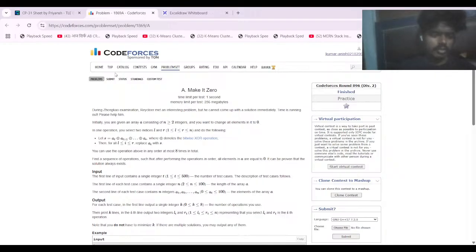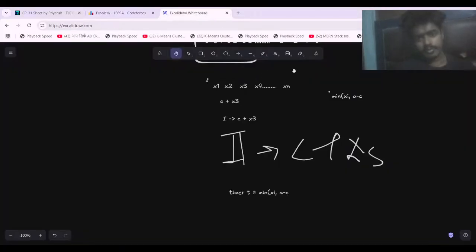That is given to us, and we have to find some sequence of operations such that performing those operations in order, all the elements in the array are 0. It can be proven that a solution always exists. Alright, let's try to generalize this.